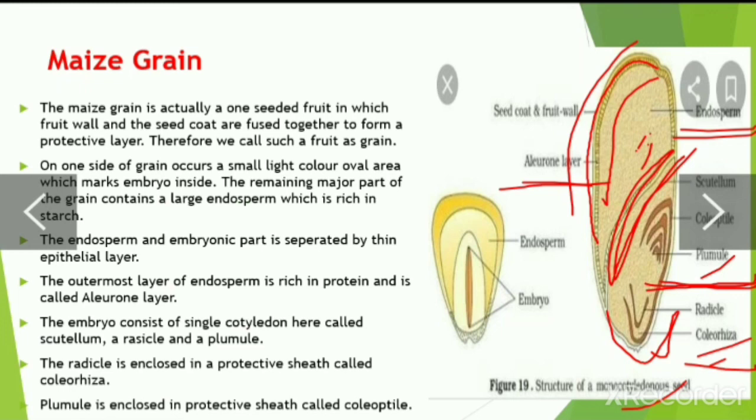So this was the structure of the maize grain. Students, in this diagram also you can see a single cotyledon here. The seed coat and fruit wall fuse and form a single layer only, and this is the endosperm which is protecting the embryo in it. Okay, clear till here?